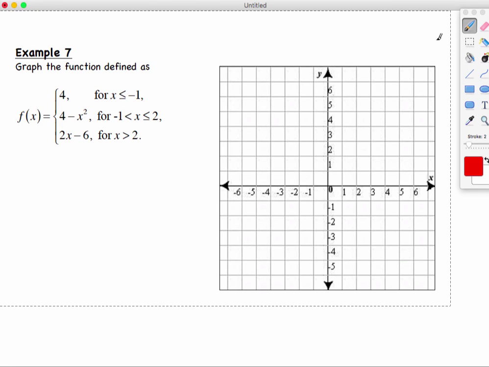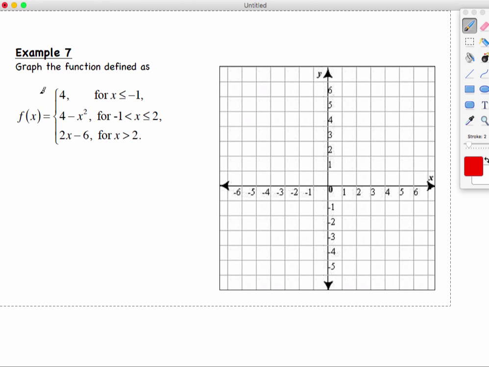For example 7, I'm going to be graphing another piecewise function like we did in example 6. And the first thing that I'm going to do is break up my graph paper. I have 3 different equations that need to be graphed in 3 different spots on my graph paper.